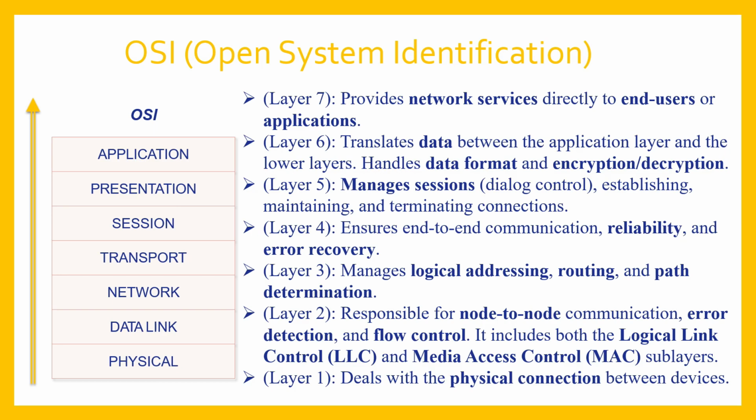Layer 4. Transport layer. This layer is the heart of the OSI model and it deals with end-to-end communication, reliability and error recovery. Layer 3. Network layer. This layer manages logical addressing, routing and best path determination. Layer 2. Data link layer is responsible for node-to-node communication, error detection and flow control.